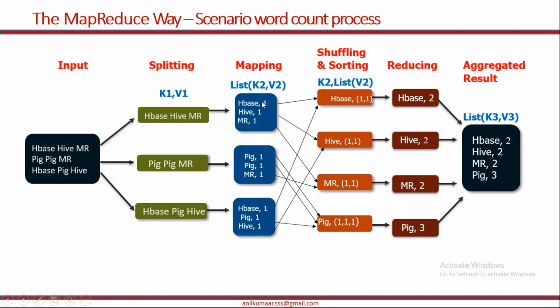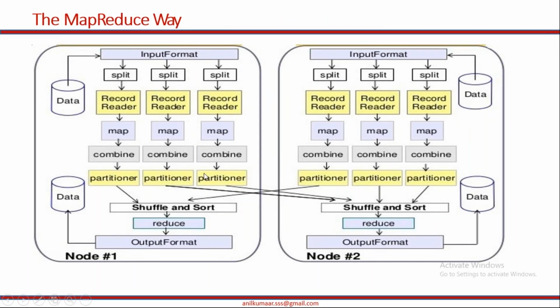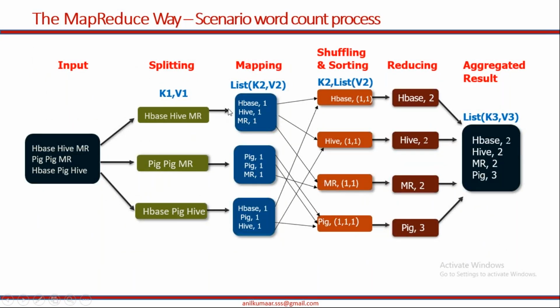And it's preparing this HBase comma 1, Hive comma 1, MapReduce comma 1. That's fine. So before reaching the reducer, with the help of this shuffling and sorting, what will happen here? We'll talk about the combiner and partitioner later. Just understand, based on your key, what is your key? Here HBase is a key, Hive is a key, MapReduce is a key. So all these are the keys. So based on that, shuffling and sorting will be done here.